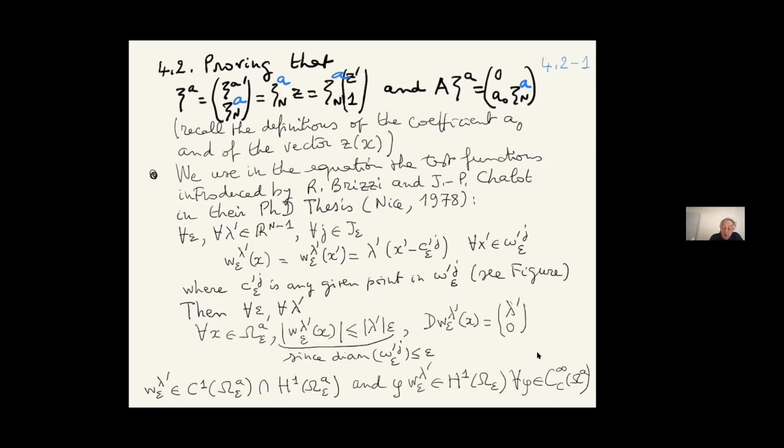For that, we use special test functions, which were introduced by Robert Brizzi and Jean-Paul Chalot in their PhD thesis in Nice in 1978. Okay, by the way, the paper was published in a regular journal only 20 years afterwards. But the thesis was perfect. I was a member of the committee.